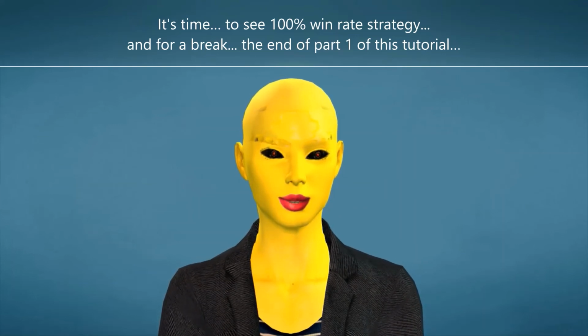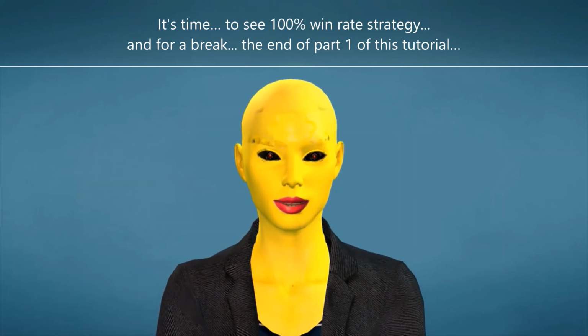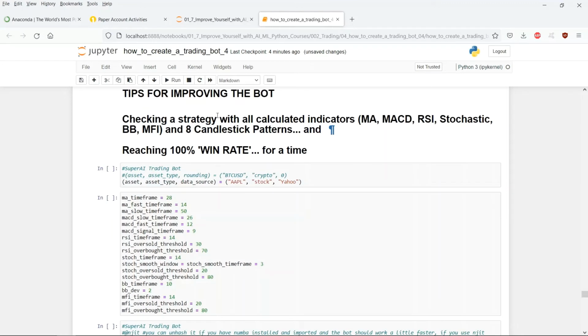And actually, you might not know it, but I've already shown you that. Only it wasn't completely unhashed. So, let's see it properly. This strategy will use all the aforementioned indicators and candlestick patterns. So we use MA, MACD, RSI, Stochastic, BB, MFI, and 8 candlestick patterns in this strategy. And we will reach 100% win rate. Some say, the holy grail of trading. And of course this strategy, as all strategies, will only be working for a time.